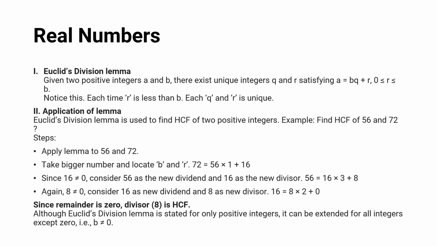Again, 8 is not equal to 0. Consider 16 as the new dividend and 8 as the new divisor. 16 equals 8 into 2 plus 0. Since the remainder is 0, the divisor 8 is the HCF. Although Euclid's division lemma is stated for only positive integers, it can be extended for all integers except 0, that is, b is not equal to 0.